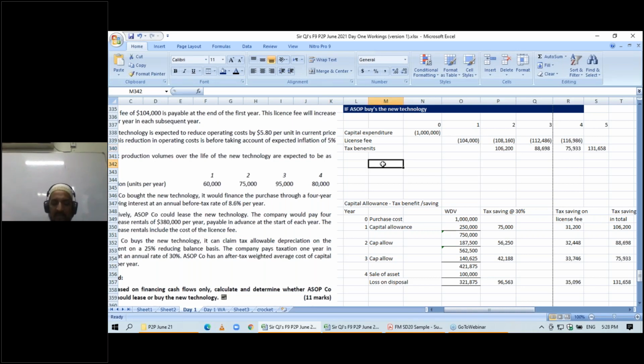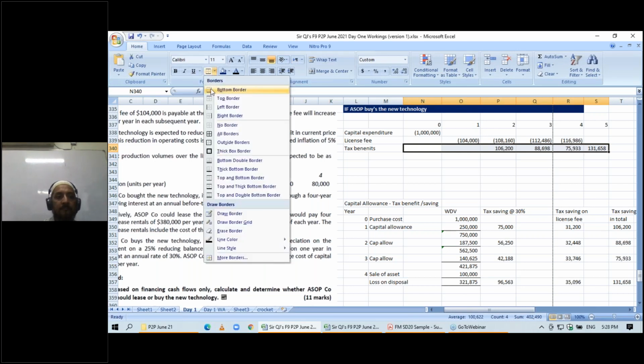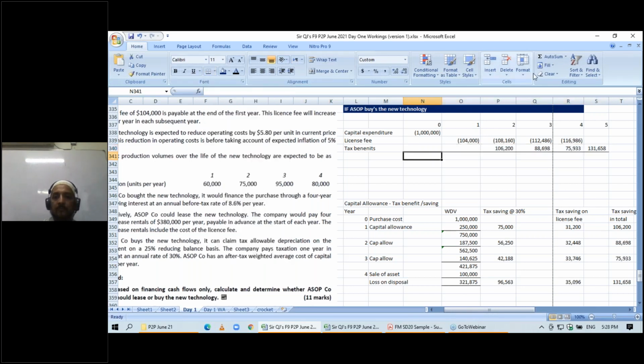Okay, after calculating the tax benefits, calculate the net cash flow for borrowings. You'll have to add the cash flows for 5 years. So there you get the net cash flows of borrowings. Now, in the next step, you will use a discount rate, the present value fraction.